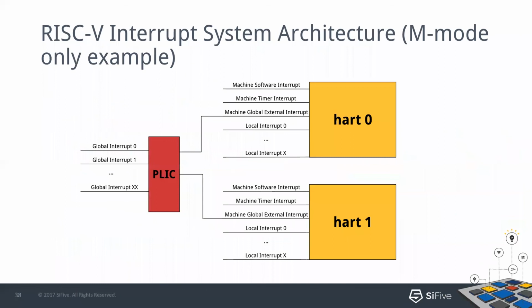And so putting everything together, this is an example of a RISC-V Interrupt System Architecture, where you have potentially multiple harts in a system, each with software, timer, external and local interrupts of their own, and then a PLIC which is globally distributing global interrupts to different harts in the system.